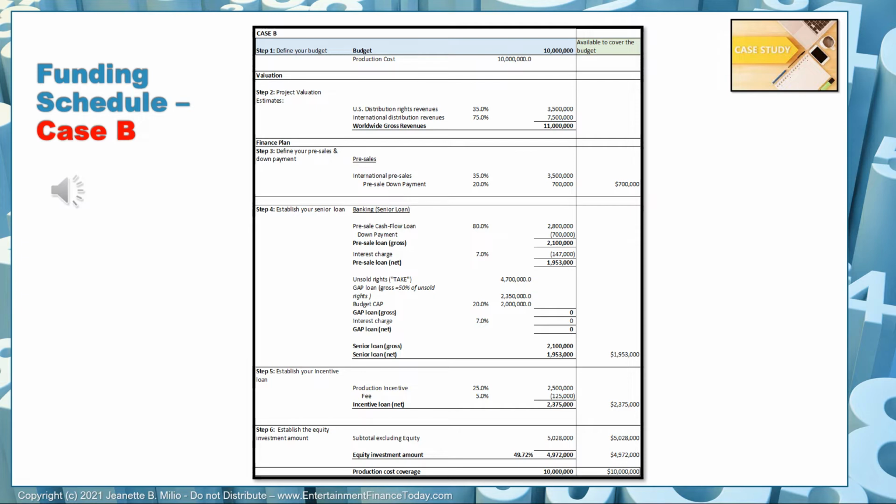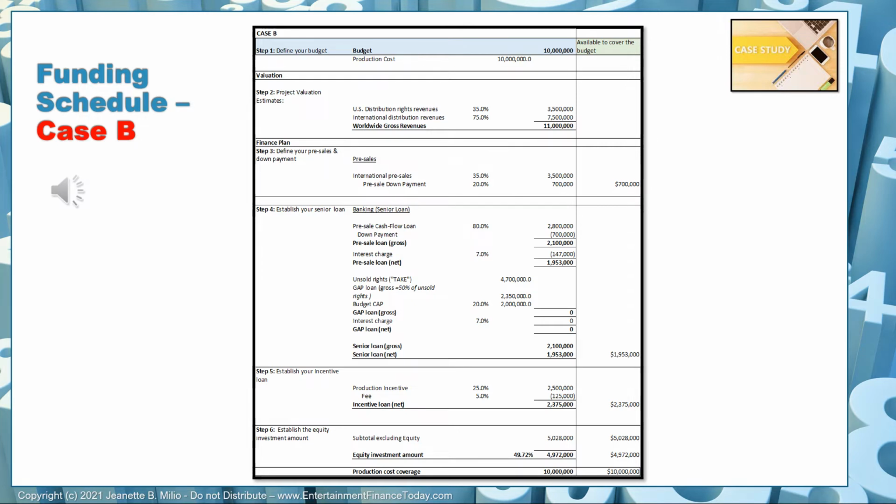We are applying our interest charge of 7% and are left with a net pre-sale loan of $1,953,000. We're not looking at the unsold rights in this scenario because we're not assuming to be taking a gap loan. Instead, we will be increasing the equity. So we are looking at a net loan of $1,953,000. Additionally, we're adding our down payment of $700,000. And we are also assuming that we have a production incentive of 25% of the budget, for $2.5 million.